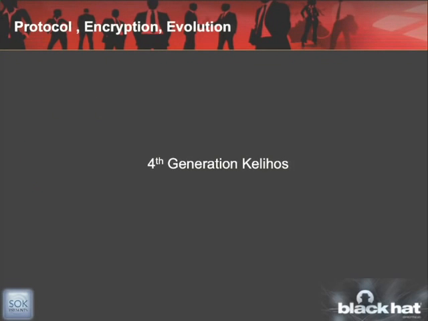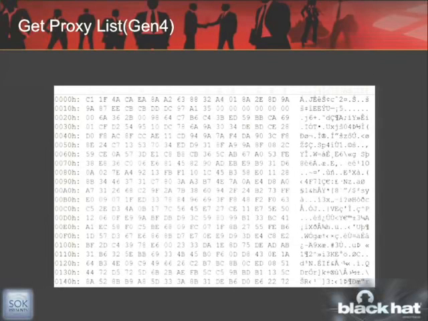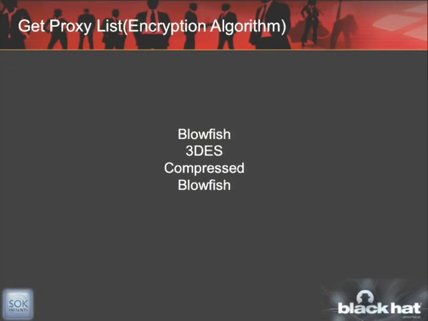So next, let's see the latest one. Here is the original data the latest Kelihos sent to the nodes to get the update list. You can see the same structures there. It also used the same one as the previous version. It just changed the encryption routines by changing the order. First it is encrypted with Blowfish, then encrypted with 3DES, and then compressed, and encrypted with Blowfish again.